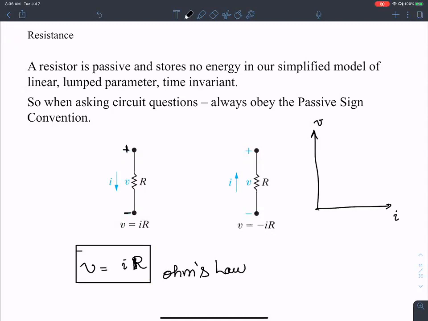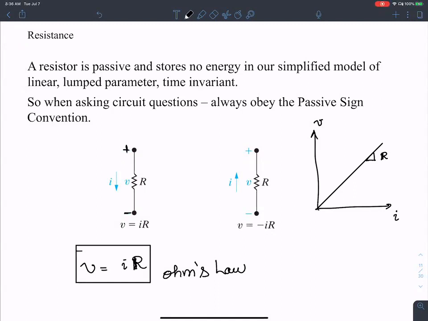The idea is that as you increase the amount of current flowing through a resistance, the voltage dropped across it increases, and it increases at a constant slope, where the slope is called resistance. So that's the idea. The slope of this curve is called resistance.